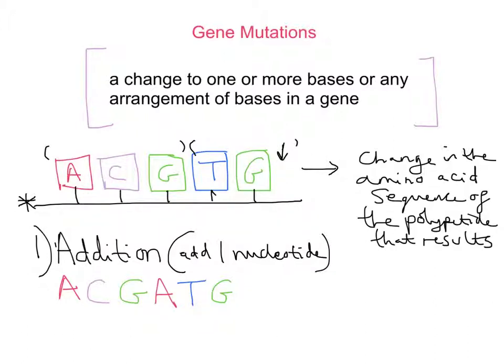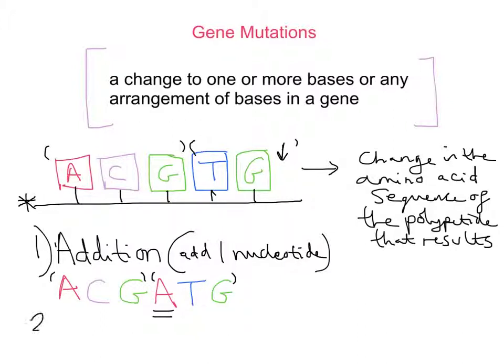But by adding this extra A, you can see we've changed the order that the sequence is read in, because we'll read this now as ACG, ATG. So by reading that as ATG, that's going to alter the amino acid that would essentially appear in our polypeptide chain that we make when we transcribe and translate this particular base sequence. So the first type of mutation is an addition.